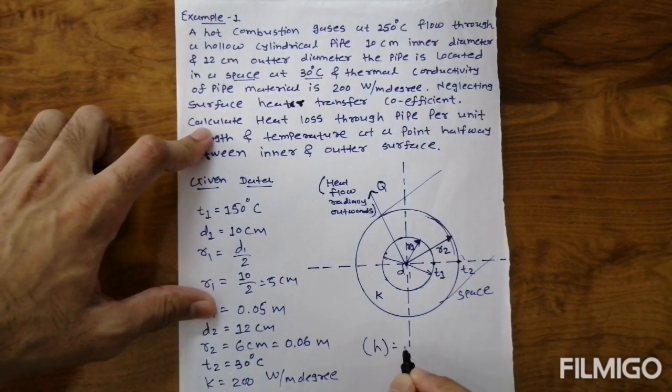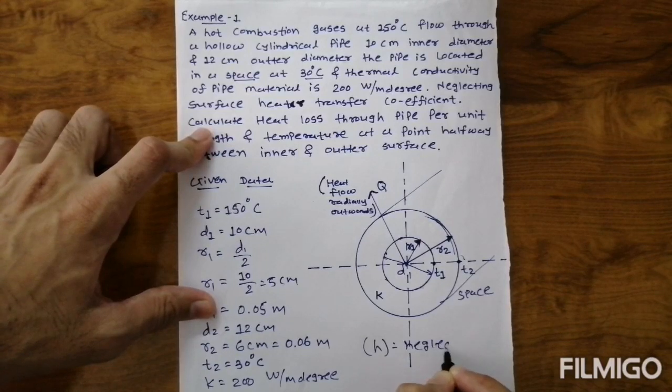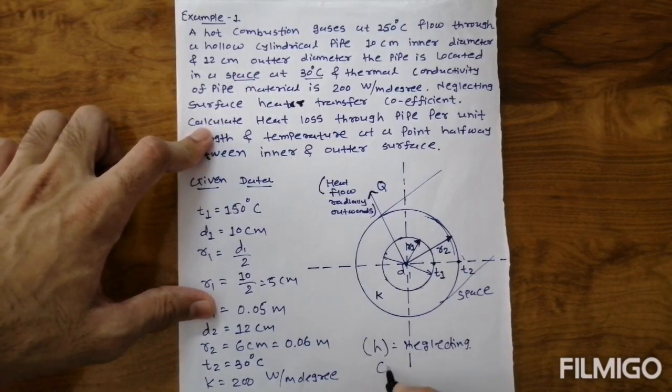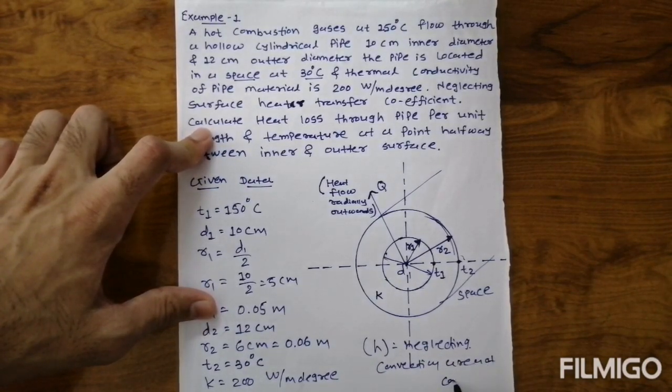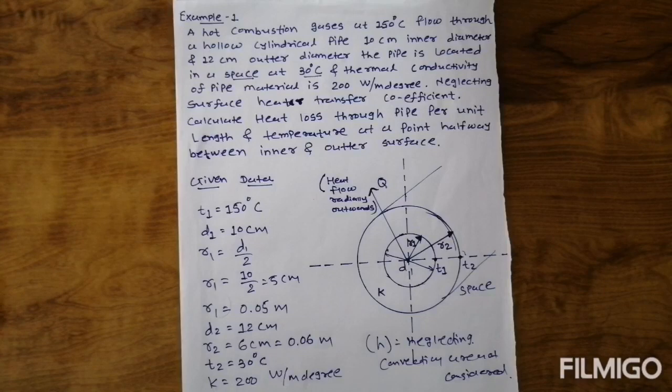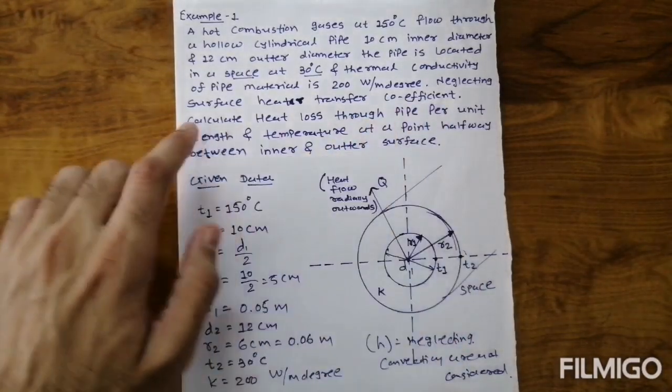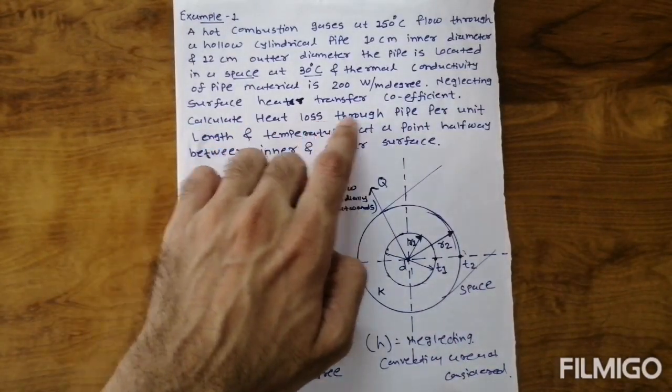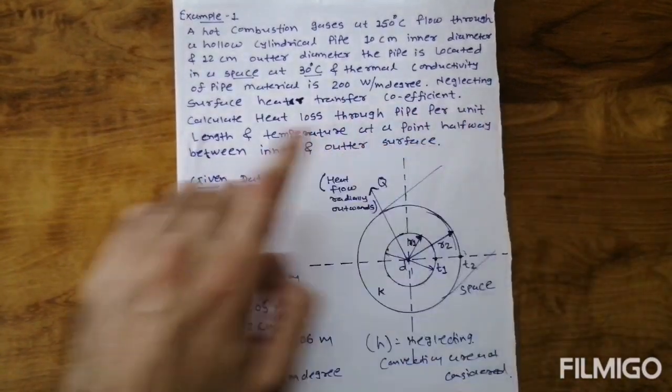H will be neglected, it means what? Convection is not considered. So it means only the rate of heat transfer takes place by conduction. We are not considering convection here. Okay, up to that. Now calculate heat loss through the pipe per unit length.